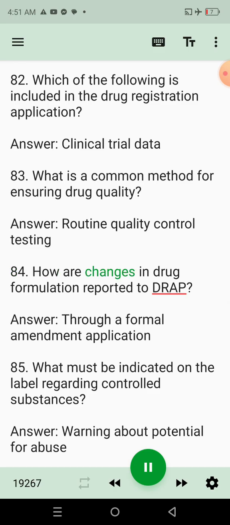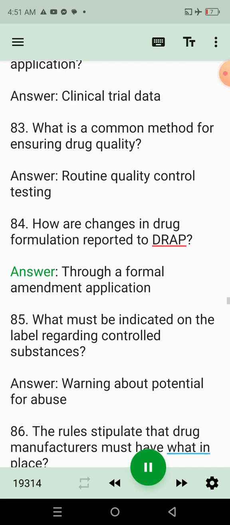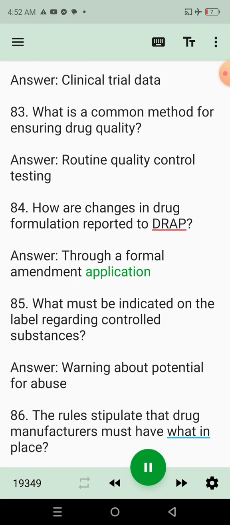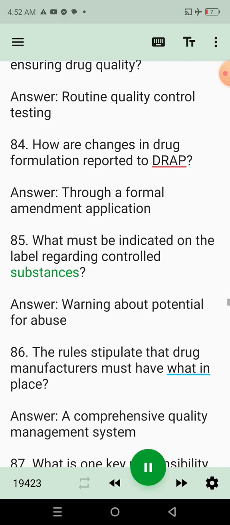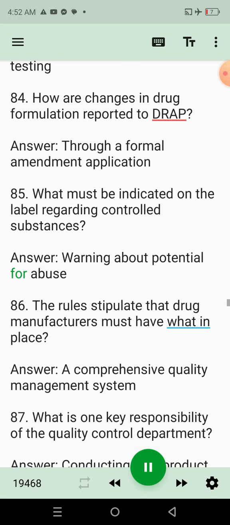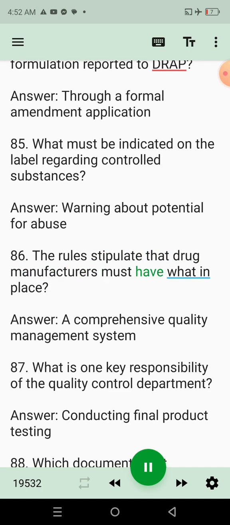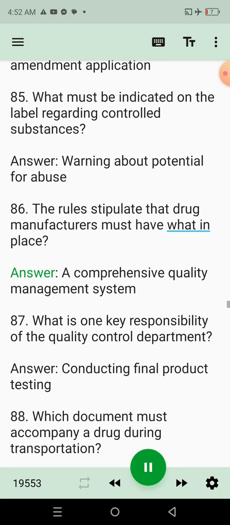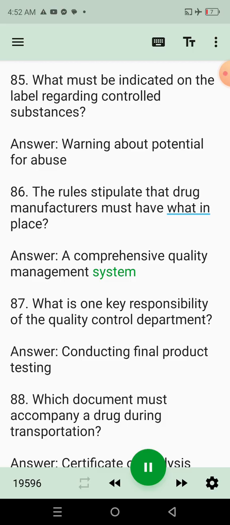84. How are changes in drug formulation reported to DRAP? Answer. Through a formal amendment application. 85. What must be indicated on the label regarding controlled substances? Answer. Warning about potential for abuse. 86. The rules stipulate that drug manufacturers must have what in place? Answer. A comprehensive quality management system.